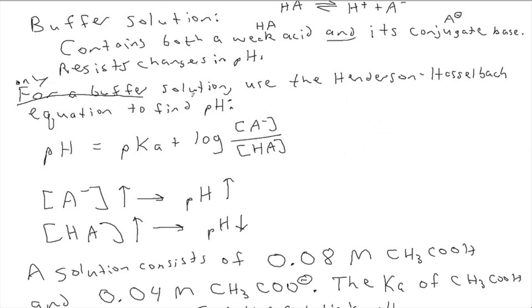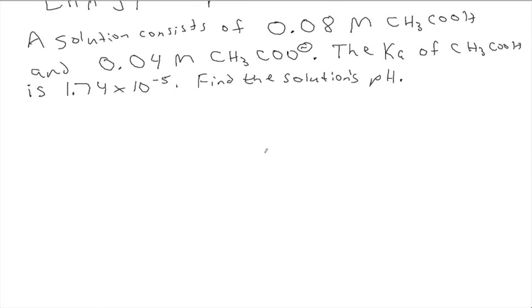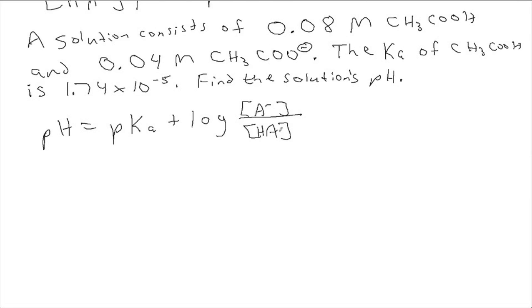Only for a buffer, we can use the Henderson-Hasselbalch equation, when there's both the weak acid and its conjugate. So what is the Henderson-Hasselbalch equation? What's the general equation? pH is equal to pKa plus the log of the conjugate base over the acid. So let's try plugging into that.